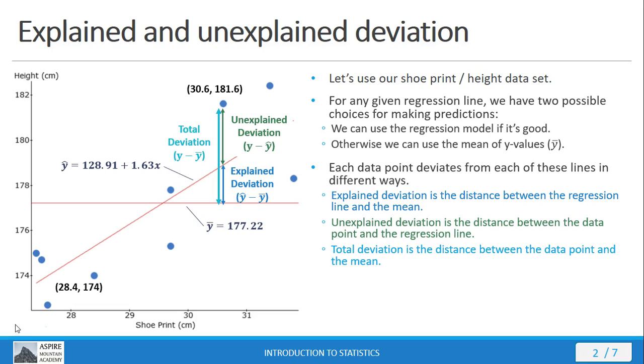So let's look at another data point down here near the bottom, 28.4 and 174. So the explained deviation is going to be the distance between the regression line and the mean. The unexplained deviation is going to be the distance between the regression line and the data point. And then, of course, the total deviation is going to be the sum of those two, the distance between the mean line and the data point.